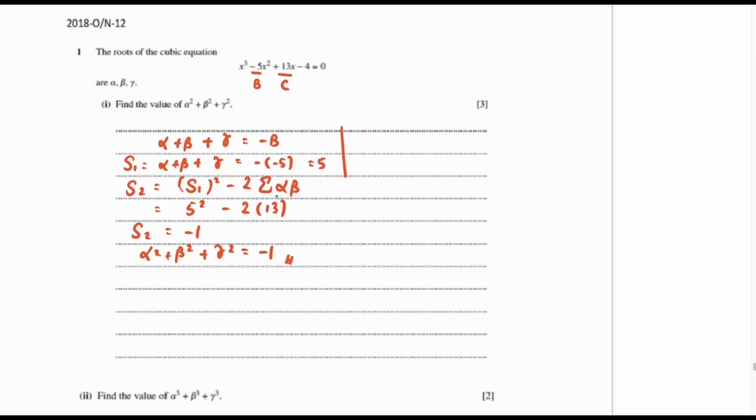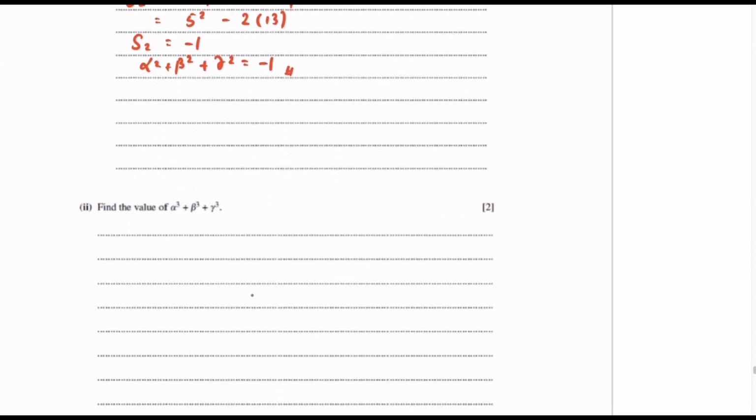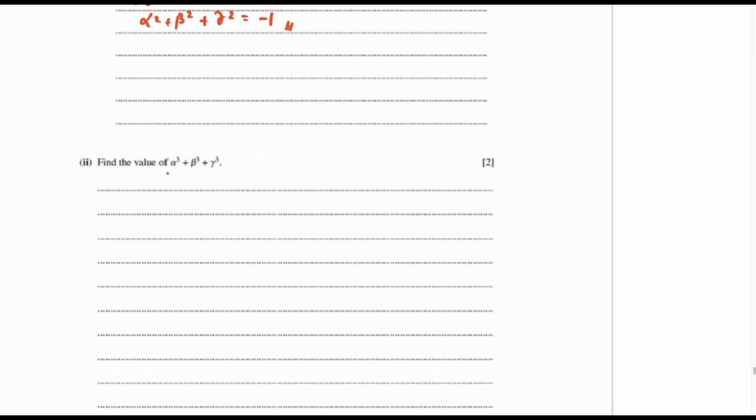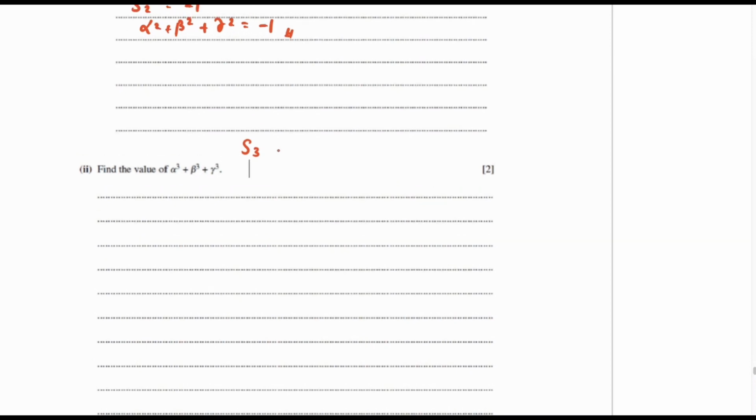So it will be easier for us if we know the recurrence relationship. We can easily get the answer. Okay, that's the first part. Now the second part. Find the value of alpha cubed plus beta cubed plus gamma cubed. So you may feel like this is S3. But we don't have any direct formula to find S3.